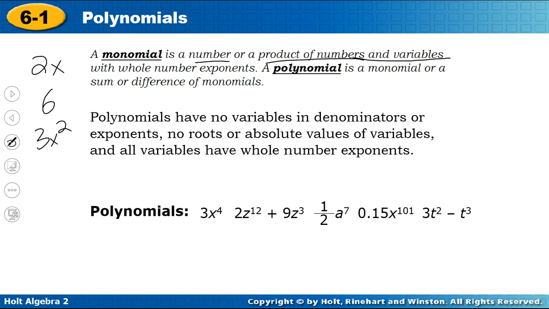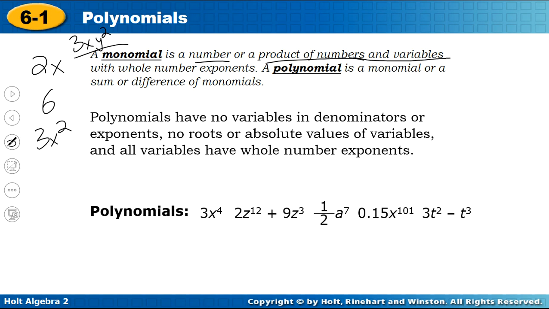Basically, it means one term in a sense. A monomial is basically one term. It could be something weird looking, like 3xy squared, where we actually have two variables, but that's okay as well. It's still considered to be one term.